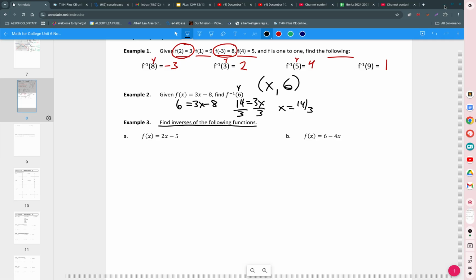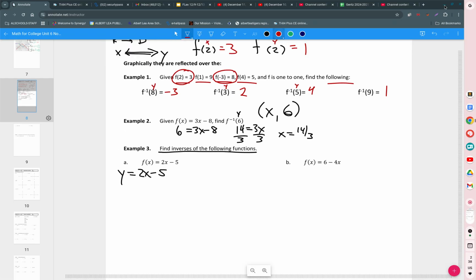In this next example, it says find the inverses of the following functions. Now we don't just want a number, we want an actual function that outputs. And the way that we do this is f of x is equal to 2x minus 5. We write it as y equals 2x minus 5. So I don't have a number I'm plugging in for x or y this time. But to find the inverse, we do what we talked about right here, okay? We switch the x's and the y's.